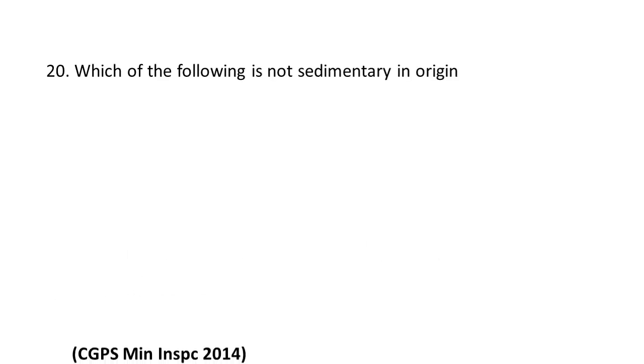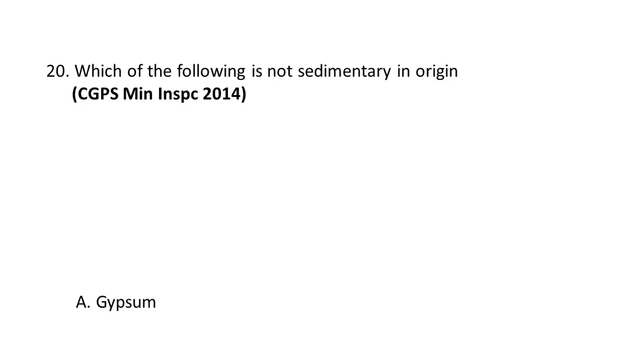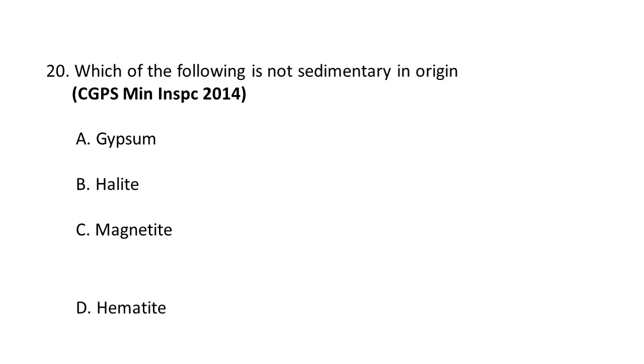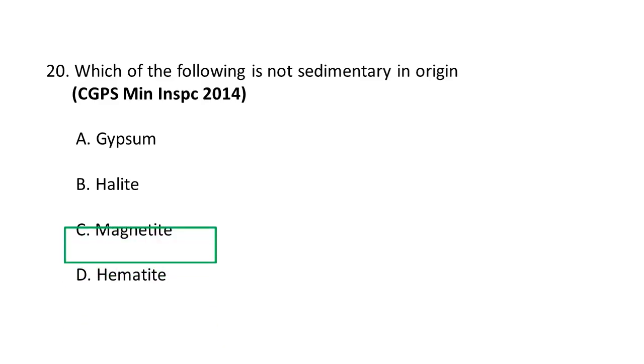Next question. Which of the following is not sedimentary in origin? A. Gypsum, B. Halite, C. Magnetite, and D. Hematite. So, the correct option is magnetite, whereas gypsum, halite, and hematite are all of sedimentary origin, whereas magnetite is not of sedimentary origin.